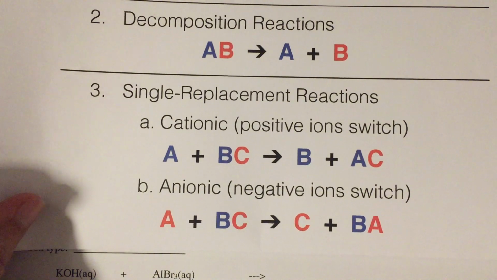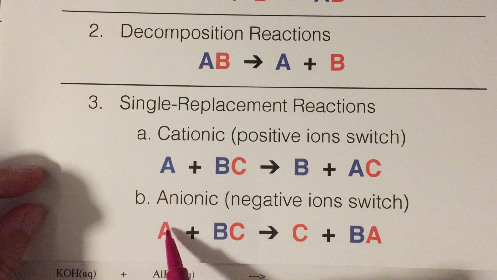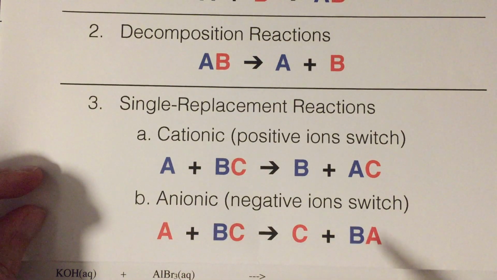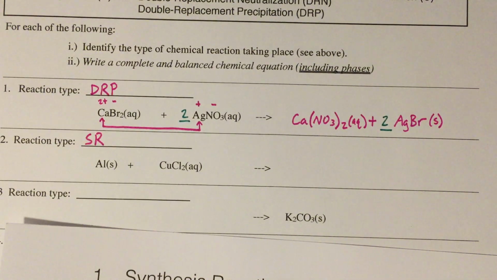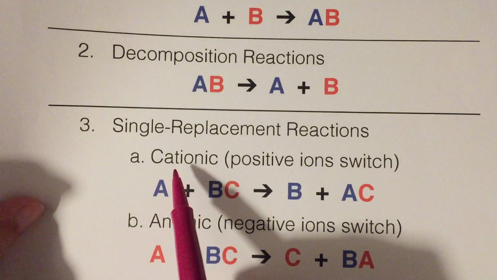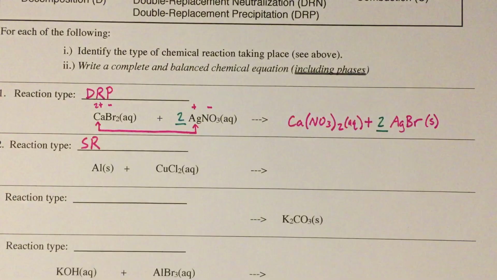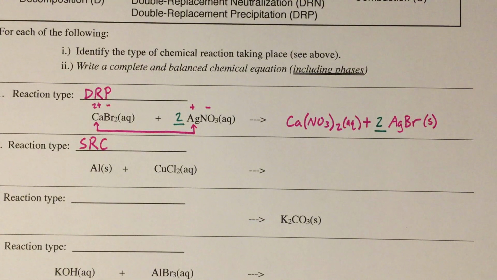Now to figure out whether it's cationic or anionic, you actually just need to pay attention to the element. The element, the reactant that's by itself, will tell you if it's cationic or anionic. So here, our element is aluminum. So you just need to figure out, is aluminum going to become a cation or an anion? Well, since aluminum is a metal, it's going to become a cation. So that tells us we have a cationic single replacement reaction. So I'm going to put a C there, single replacement cationic.